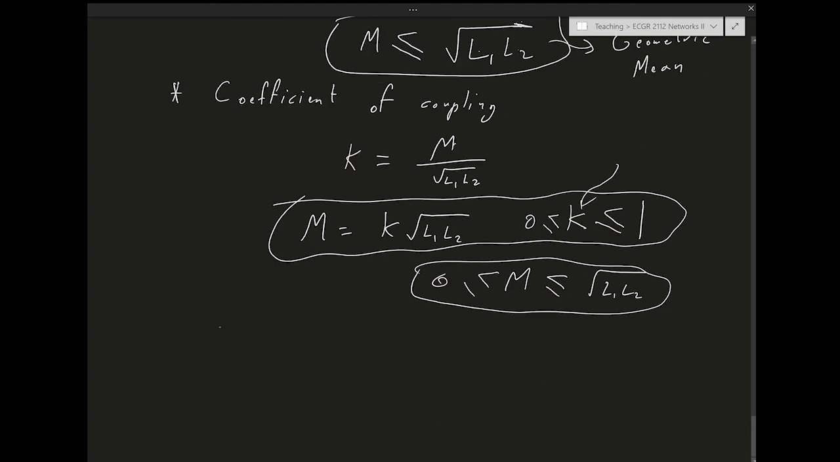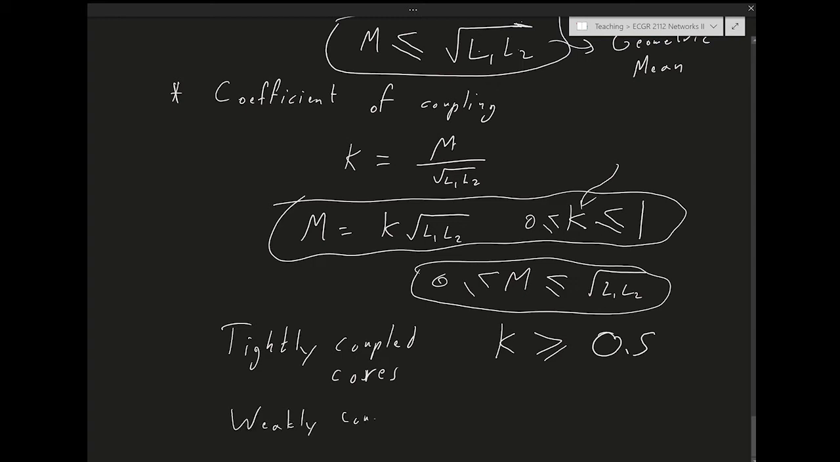So typically, tightly coupled cores will have a k that's larger than 0.5. Weakly coupled cores will have a k that's less than or equal to 0.5. Right, so it's a measure of how strongly the coils are coupled with each other. If the two coils are far apart from each other, then k tends to be very close to 0.